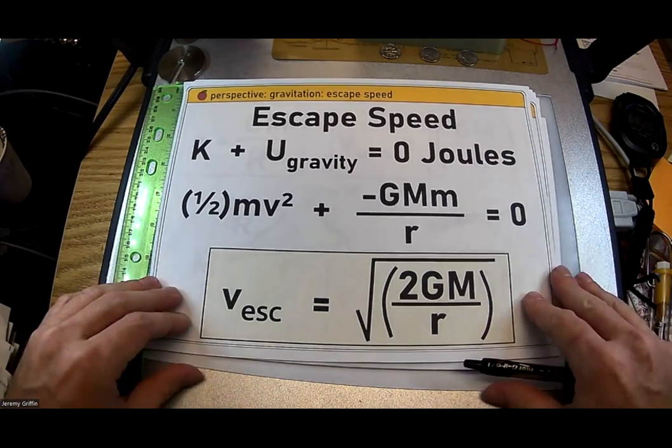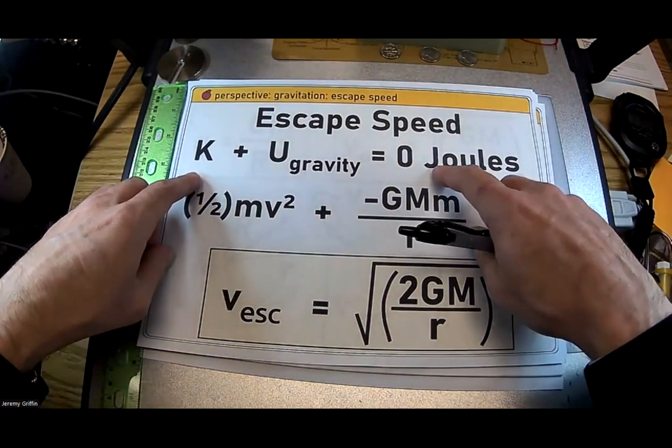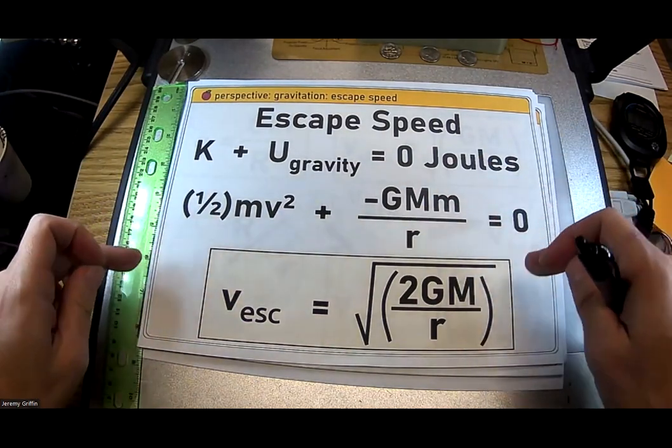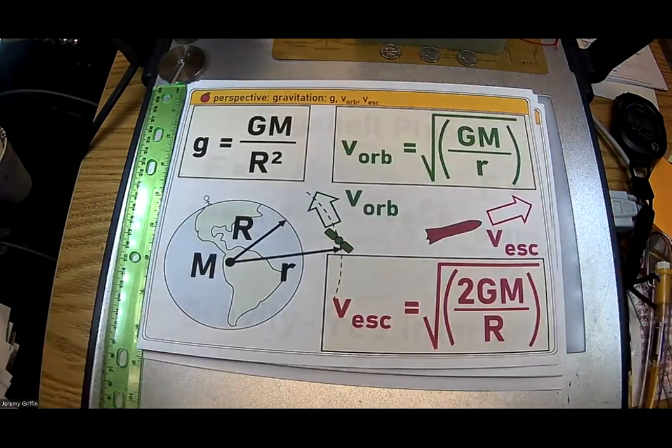Escape speed is a similar type of setup. Now this is for energy conservation, which we haven't quite done yet. That's a simple looking expression. So you put it all together, and here we go.